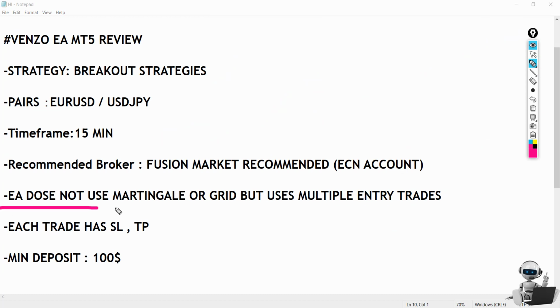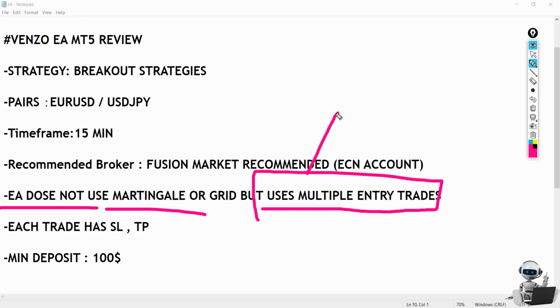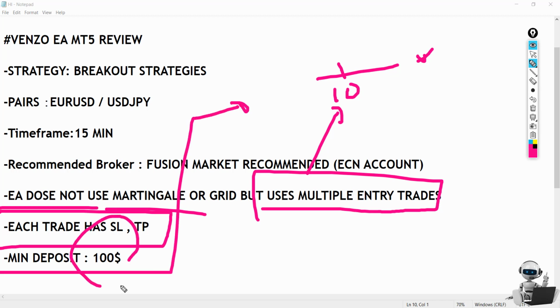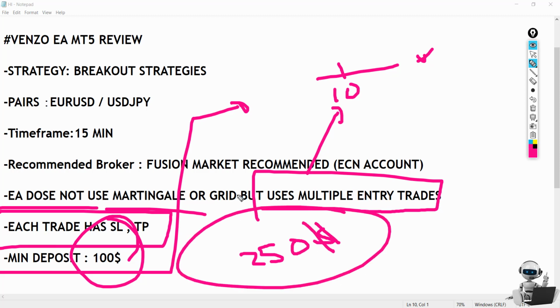The EA does not use martingale or grid, but uses multiple entries. So this one is dividing, as I said, into 10 parts. It is not a grid since it is at the same price. Each trade has a stop loss and take profit. Of course, minimum deposit: this EA is very good for a smaller deposit. You can even use it with 100, but my personal opinion, I recommend you use it with 215 USD. This I recommend should be the minimum.